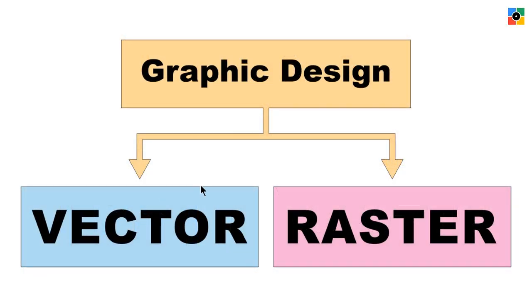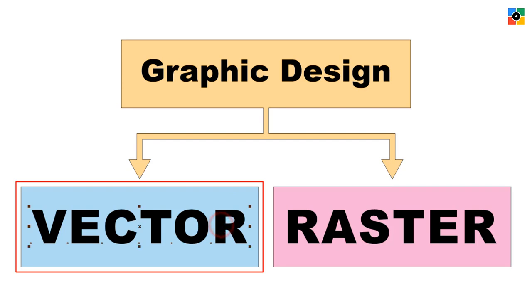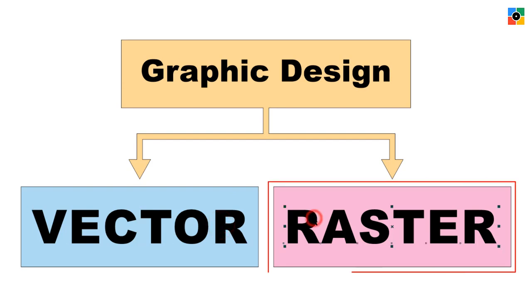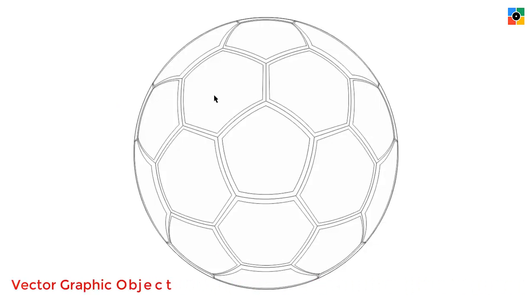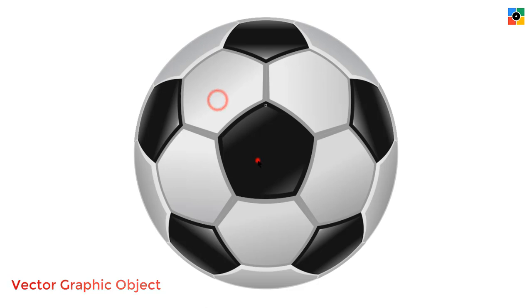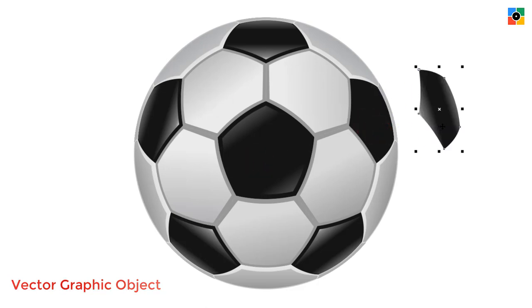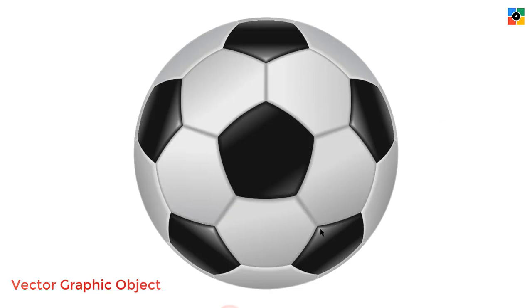Hello friends. Graphic design consists of only two types of objects. The first is the vector graphic object, and the second is the raster graphic object. We studied vector graphics for graphic design in CorelDRAW, in which you learn to draw perfect lines and shapes, learn to fill colors in those shapes, and finally use effects. Now you can draw a perfect vector graphic object for graphic design, like this object.